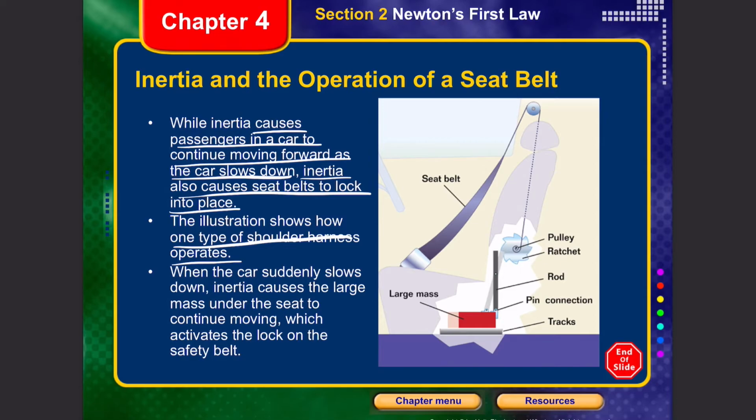Now, if there is a sudden change, if there is a sudden slowdown, the inertia causes the larger mass under the seat to continue moving, which activates the lock on the safety belt. So this is the reason why we use seat belts. The seat belts generally are trying to preserve the inertia of the moving body. So any sudden change in the moving body is being resisted by the seat belts. That's the reason why seat belts are a good way for safety.